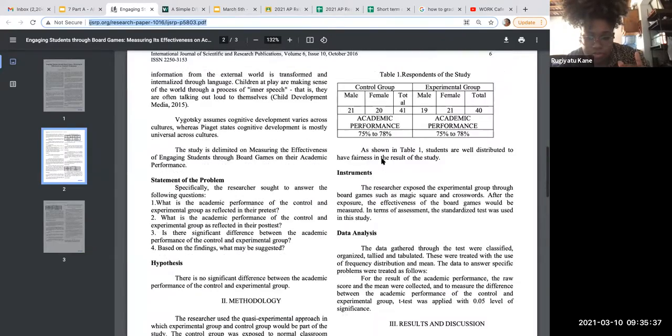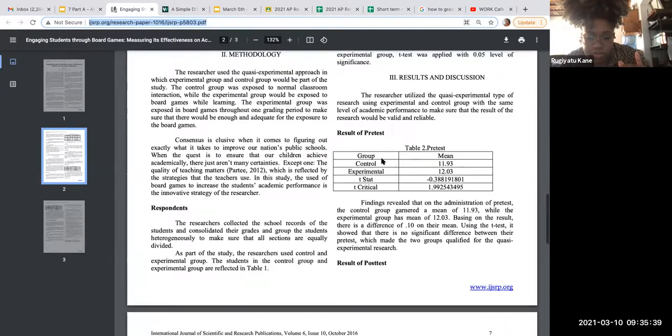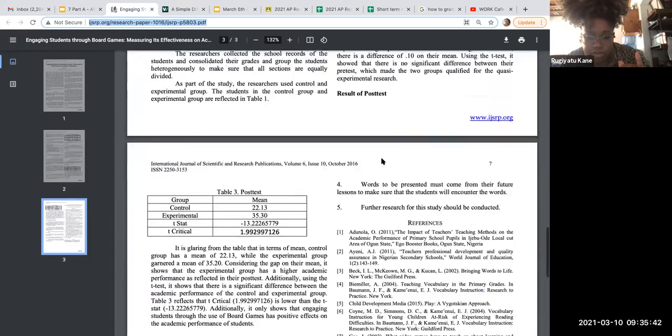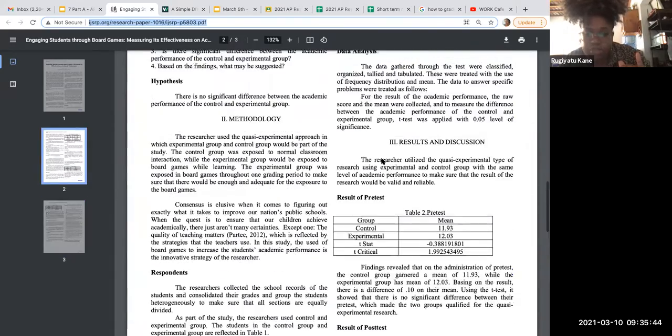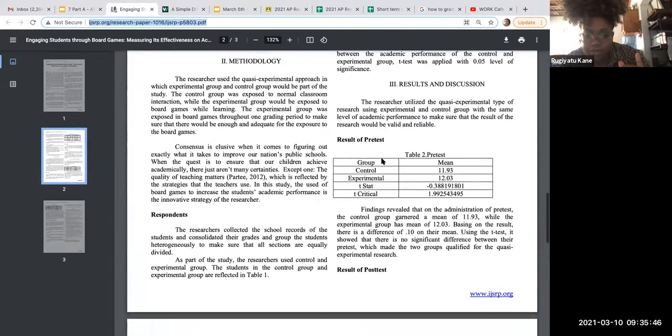Oh no. This is what happens when you're speeding through something. Okay. Results of the pretest, results of the post-test. Okay.